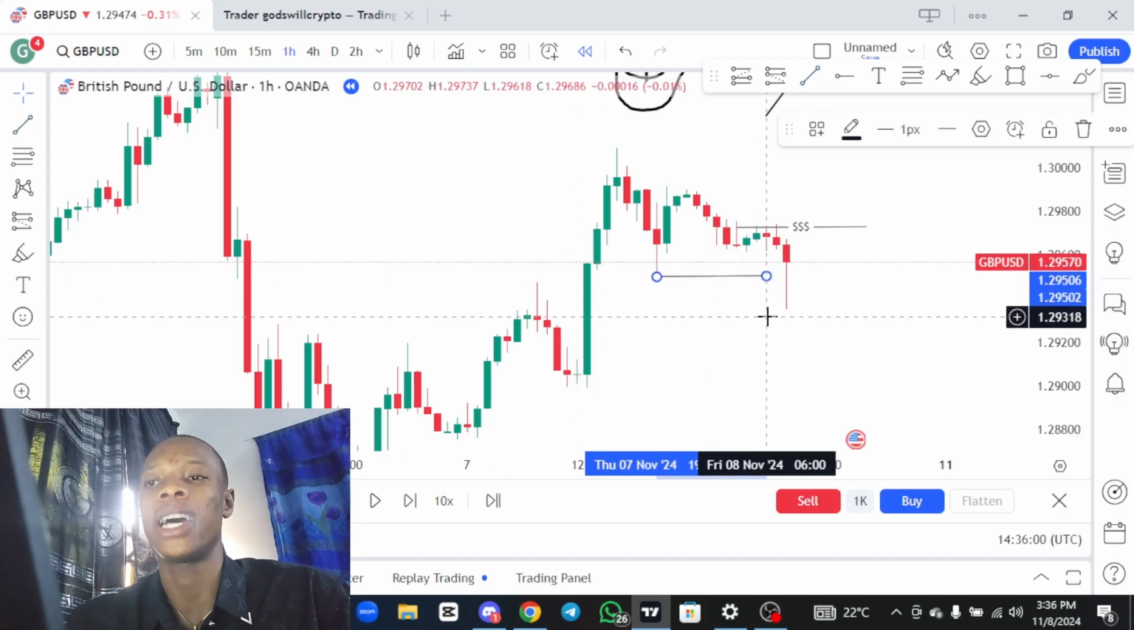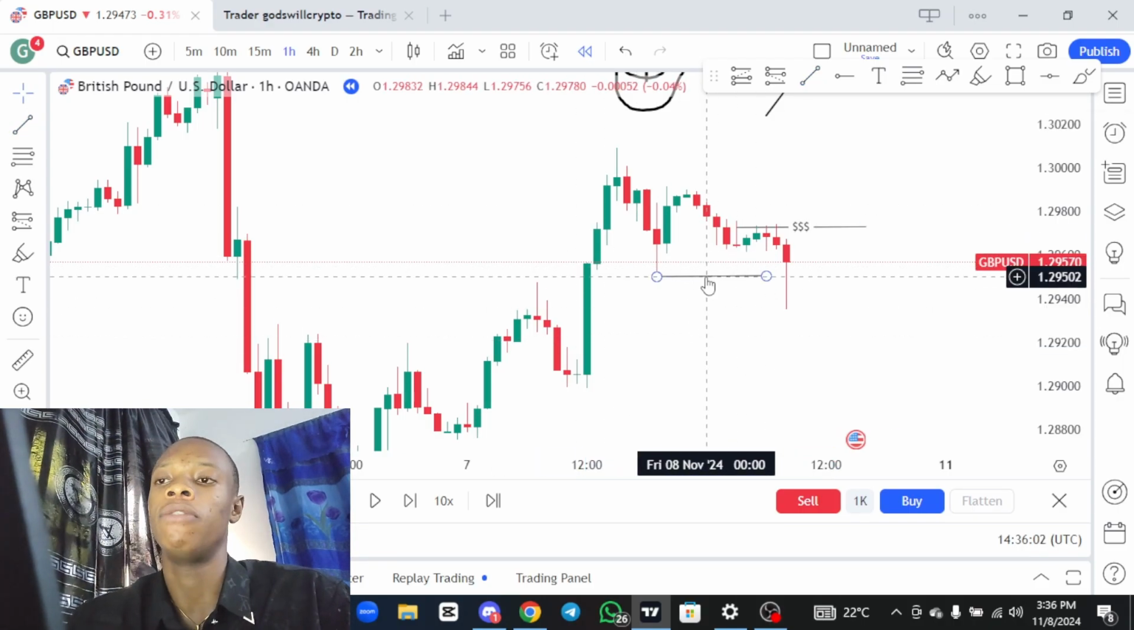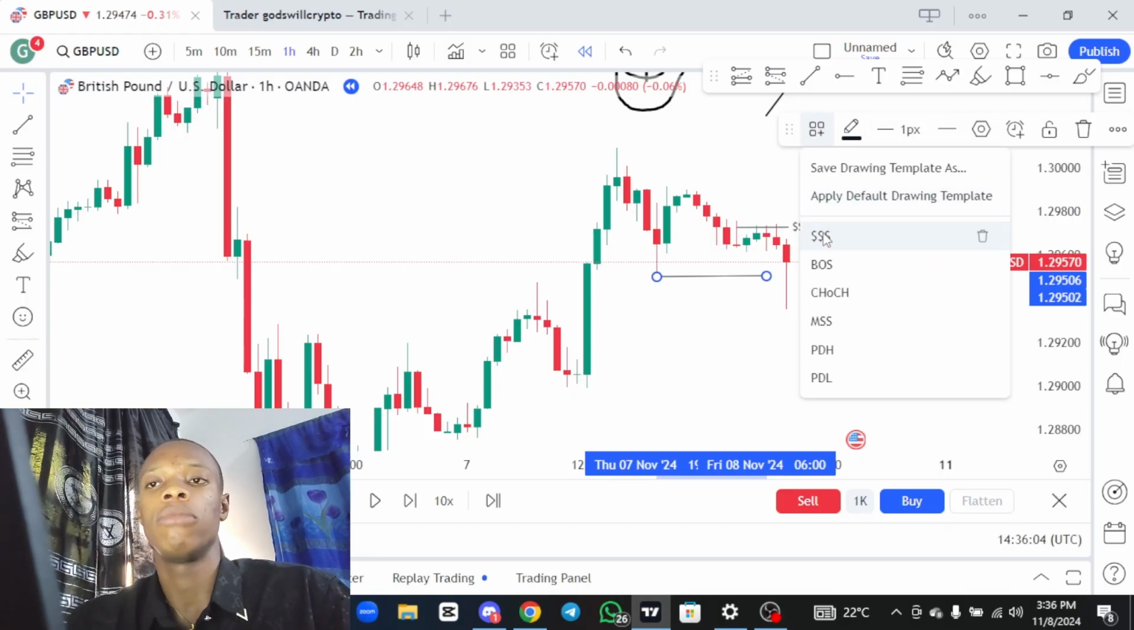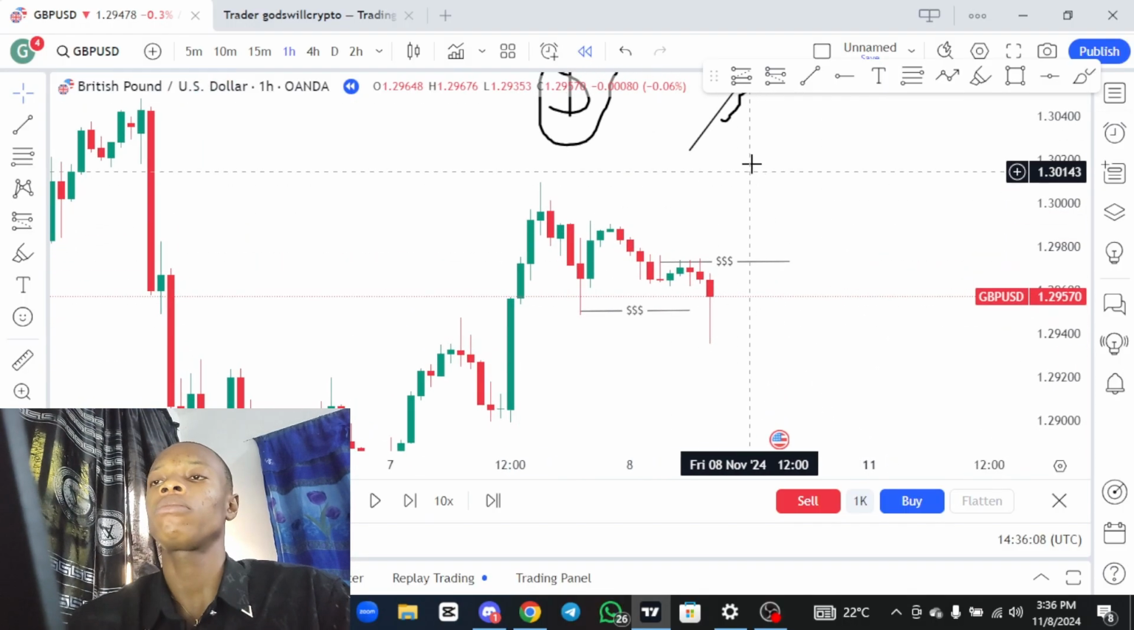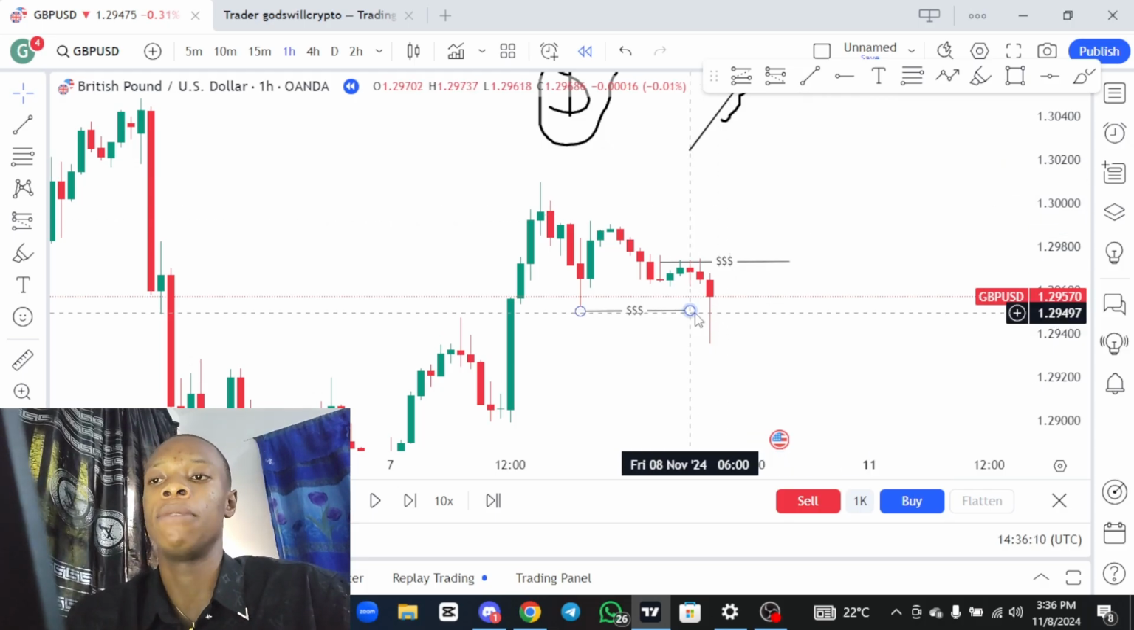I'm going to give you my rules on how I trade this. This is a low on a 1 hour time frame. So this low now is also a liquidity, right? It's also liquidity in the market. Now, how you trade this liquidity is simple, right?